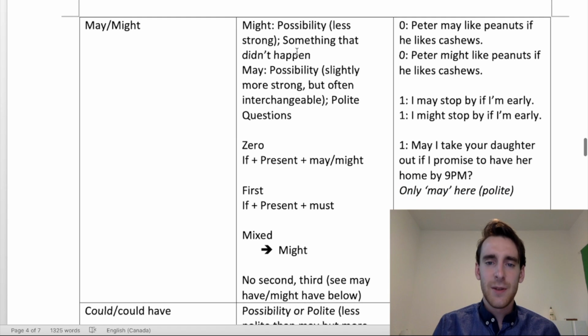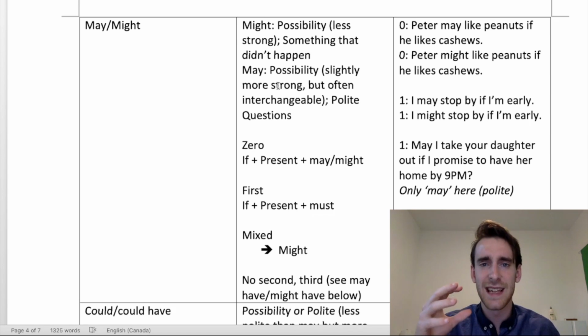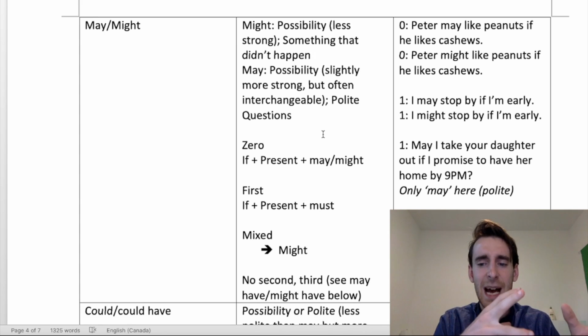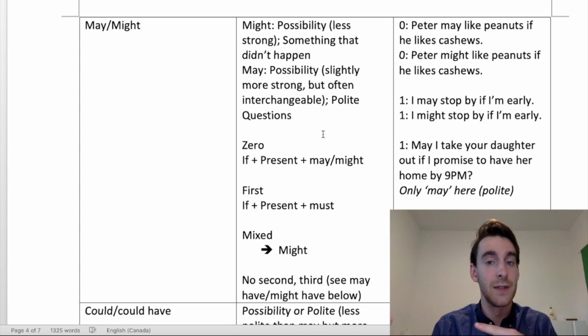So notice here I said something that didn't happen. So if it's something that didn't happen, we tend to use might over may. Because remember we said that might is something we're less certain of than may. So if it didn't happen, then we're less certain of it, right?